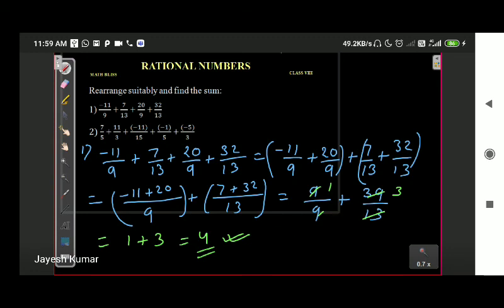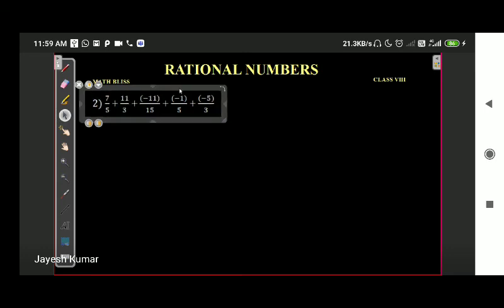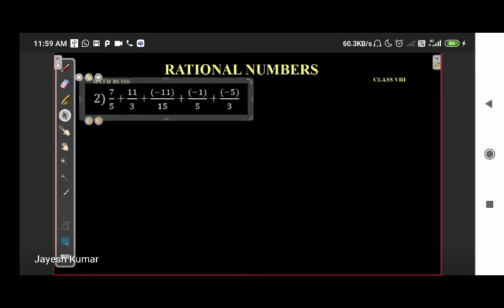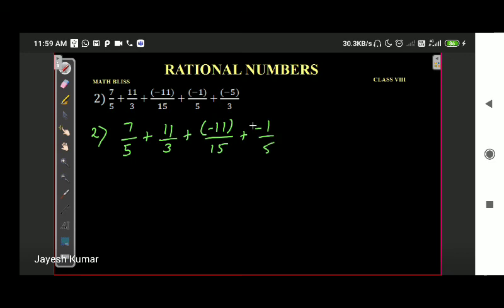In the same manner, this was the first part, we have already done it. Let's do the second part. Let me increase the size of the second part and then we will do it. Okay, this is the second part. Second part is 7 upon 5 plus 11 upon 3 plus minus 11 upon 15 plus minus 1 upon 5 plus minus 5 upon 3.